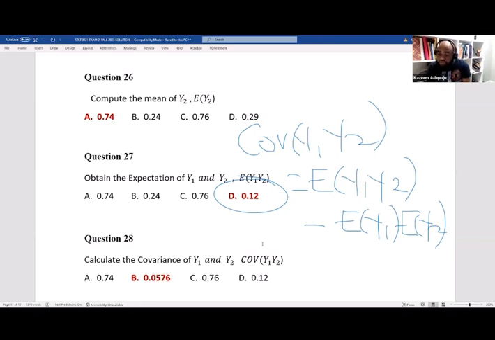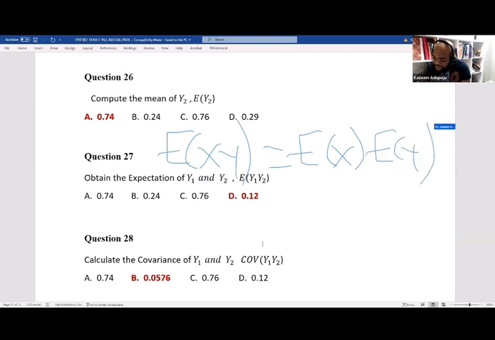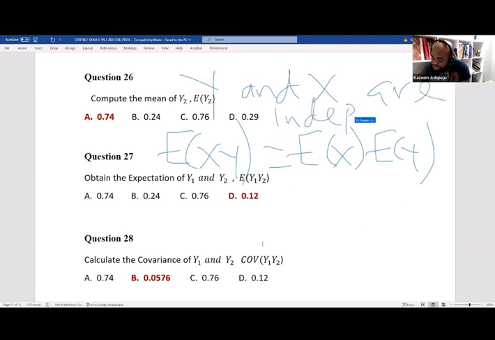What if they say y1 and y2 are independent? Of course, if y1 and y2 are independent, the covariance will be equal to 0, and the expectation of the product will be equal to this. That is if y1 and y2 are independent. But if they are not, use the formula that I showed you.